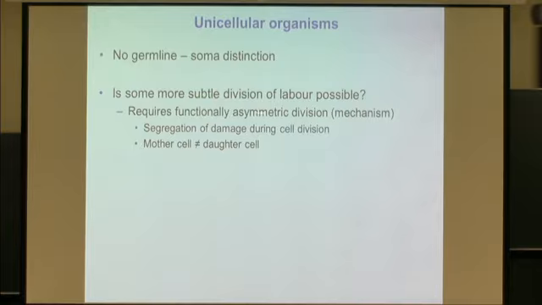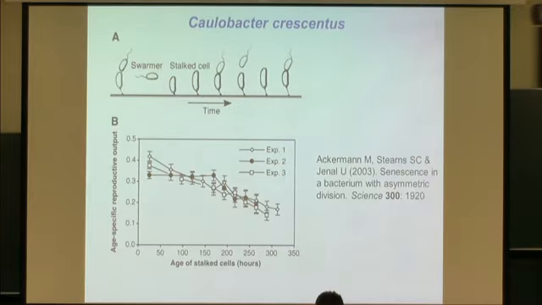That's very important. If the cell division is functionally asymmetric in some sense, that there's more damage going into one of the daughter cells than the other, then you have some kind of division of labor even in unicellular organisms. So you need a mechanism, segregation of damage, and you need an evolutionary advantage for this to evolve. Just a few experimental evidence.